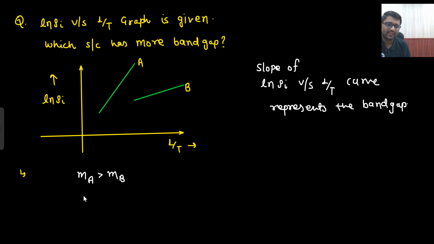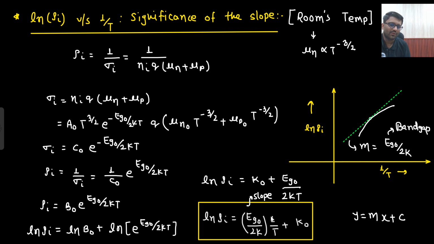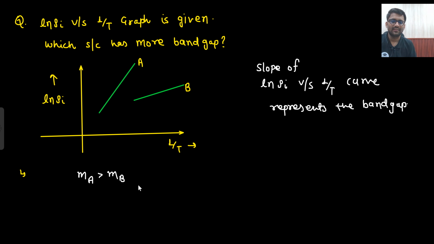If the slope of A is more than the slope of B, what does that mean? Eg naught by 2k will be more than the... one second guys. Eg naught of A will be more than Eg naught of B. Yeah, so what I was saying, the slope here is more. The slope for curve A is more than the slope for curve B. If the slope here is more, what does that mean? That means Eg naught, the band gap of curve A, will be more than the band gap of curve B. Right? Very, very simple thing. Very straightforward. Band gap is more.